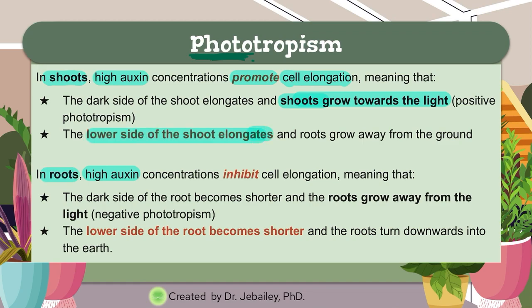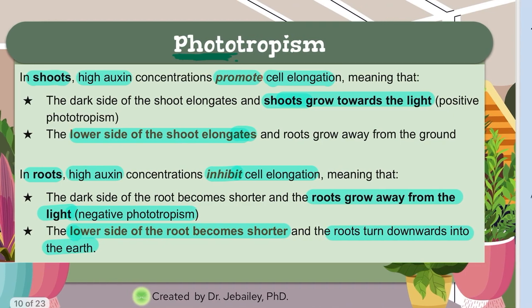When it comes to the root, we can say that they stop cell elongation, and that means the roots grow away from the light. So when there's a high amount of auxin, the roots will move away from the light, which is basically negative phototropism. And the lower side of the root becomes shorter, and the roots turn downwards into the earth. So this is something that might come out as multiple choice.